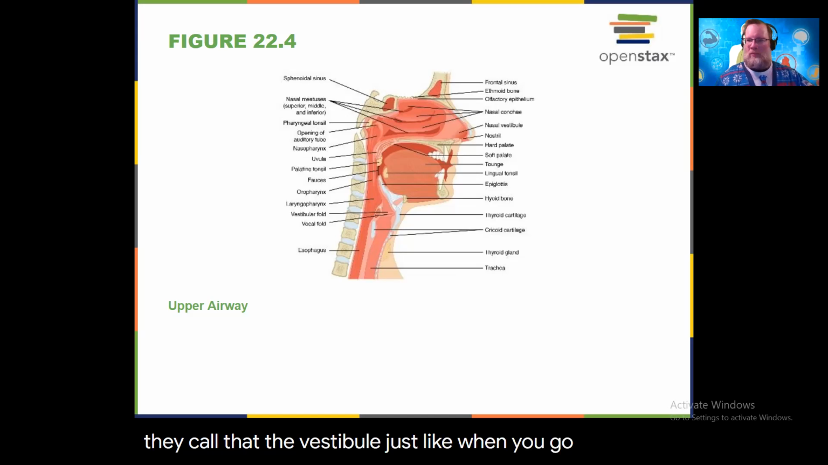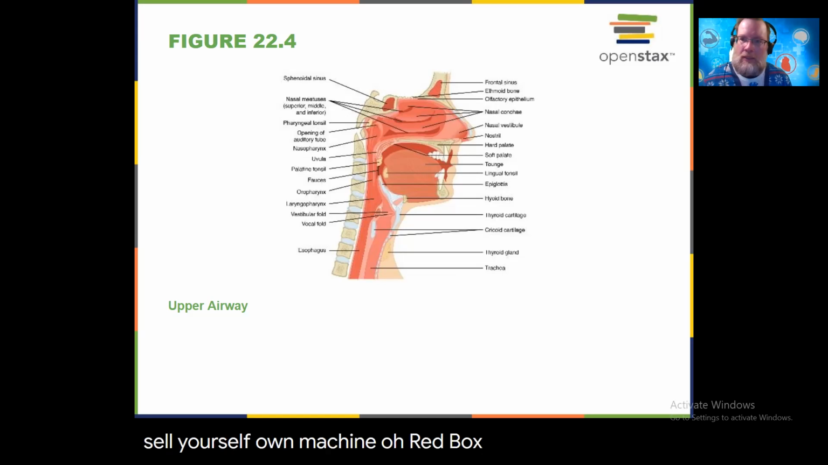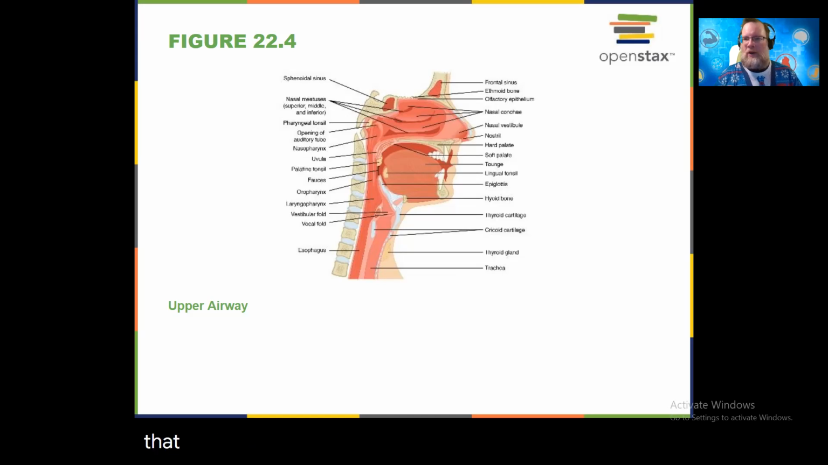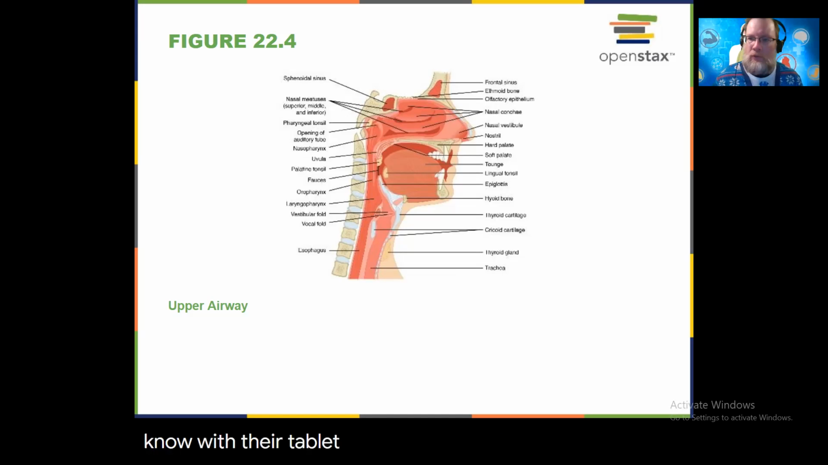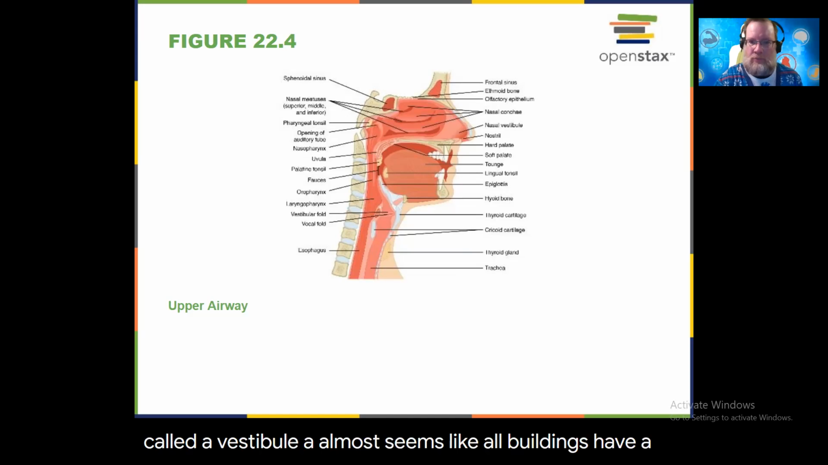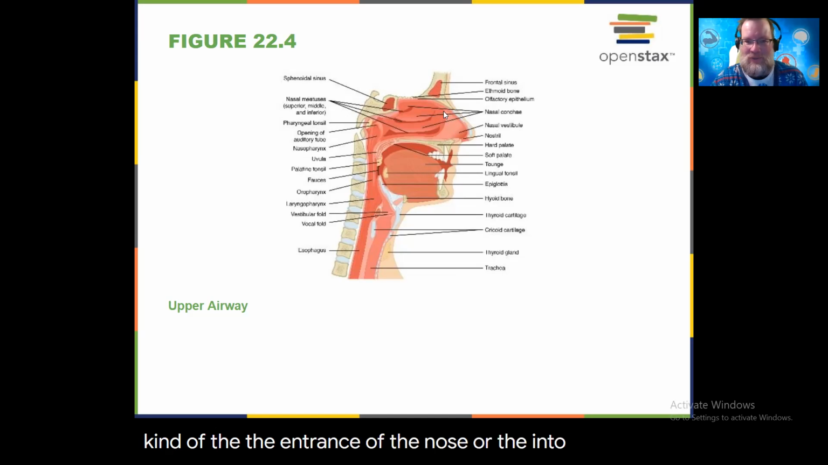Just like when you go into Walmart, there's the claw machine, or the sell your cell phone machine. Oh, Redbox is in there. That little area, they've got a person in there with their tablet counting you as you walk in. That's called a vestibule. Almost seems like all buildings have them, right? The college has a vestibule. We've mentioned that term before. So here it is again, vestibule. That's kind of the entrance of the nose or into the nasal cavity.